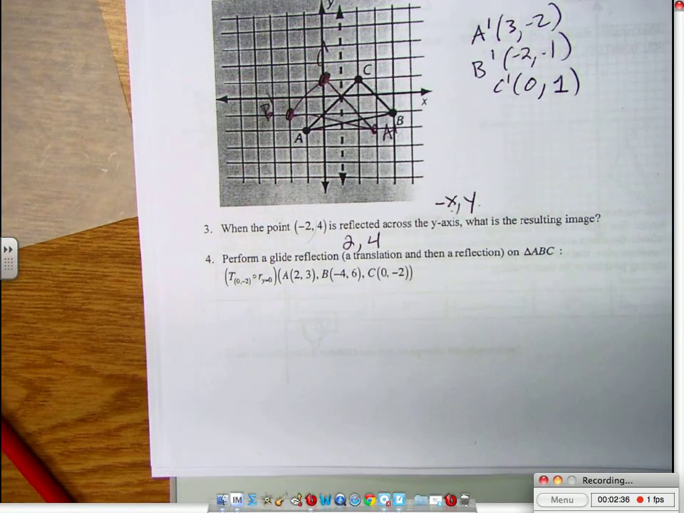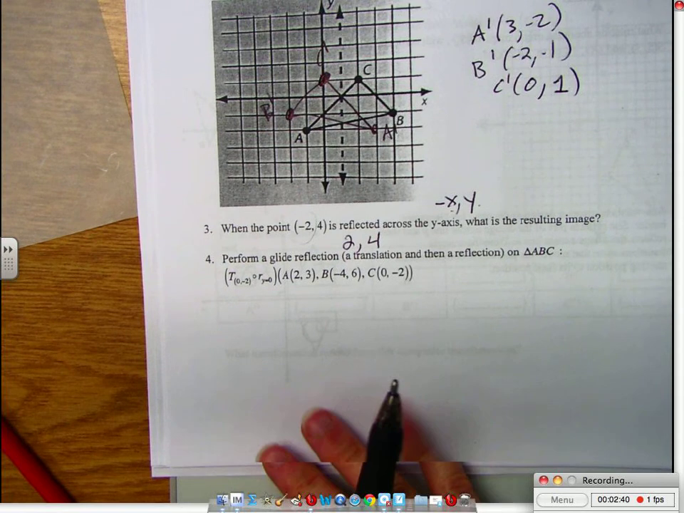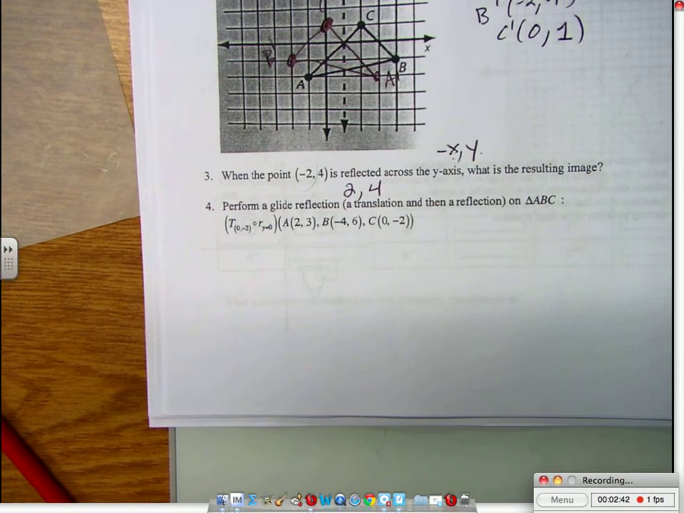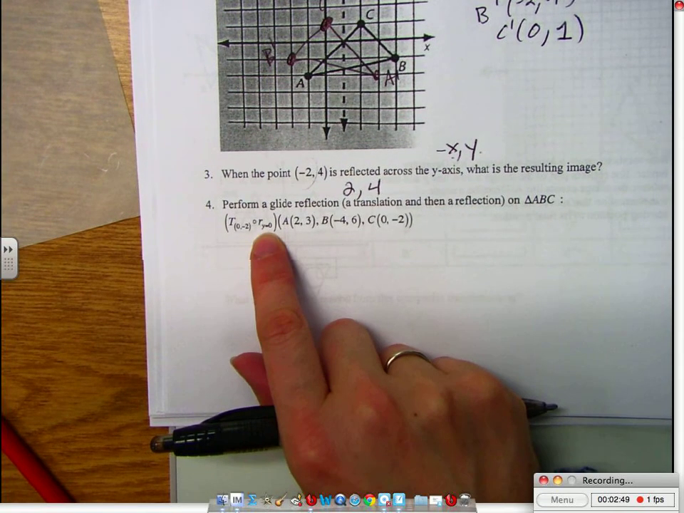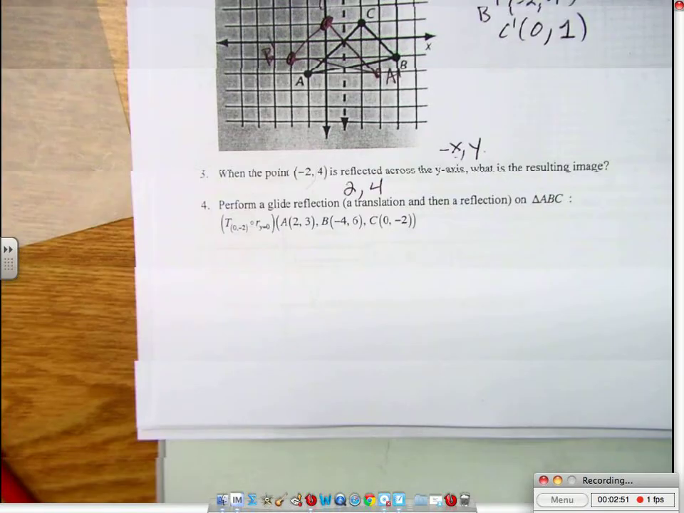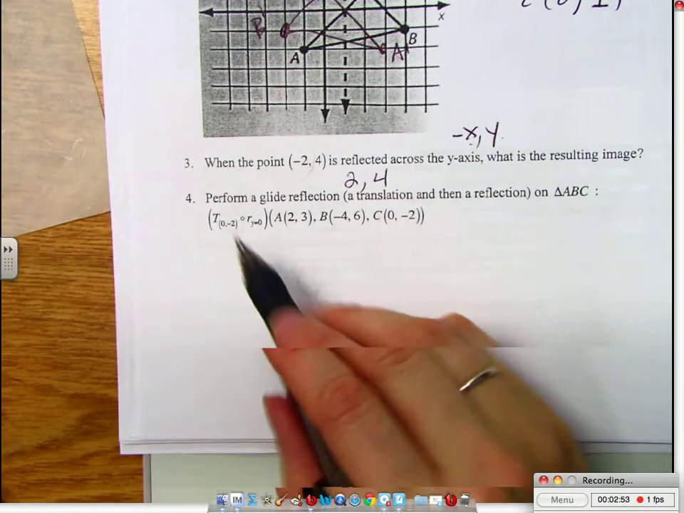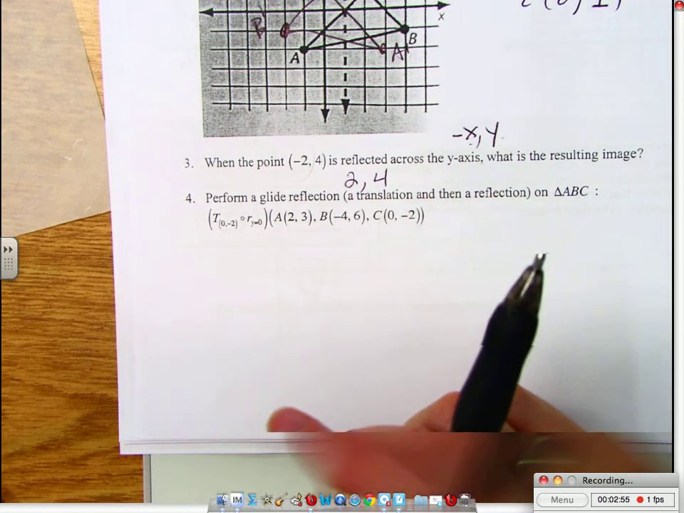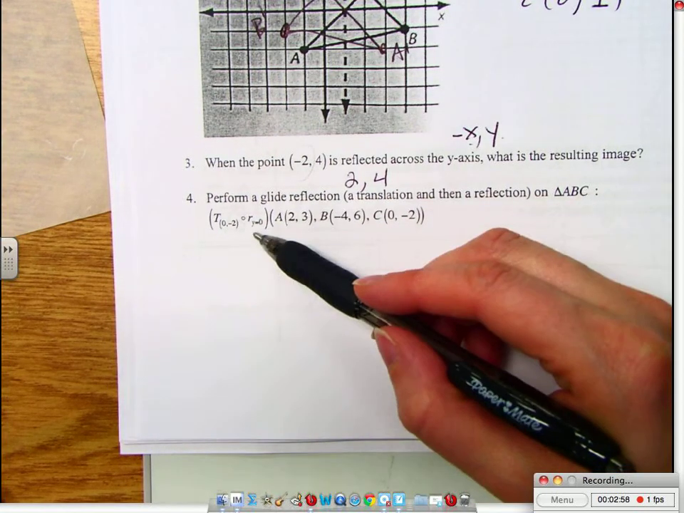Okay. This is the one that I got asked a lot of questions about. Perform a glide reflection. Okay. A translation for y equals 0, and can you guys see that? And then a translation of 0, negative 2. Okay, so first we're going to flip it over y equals 0.